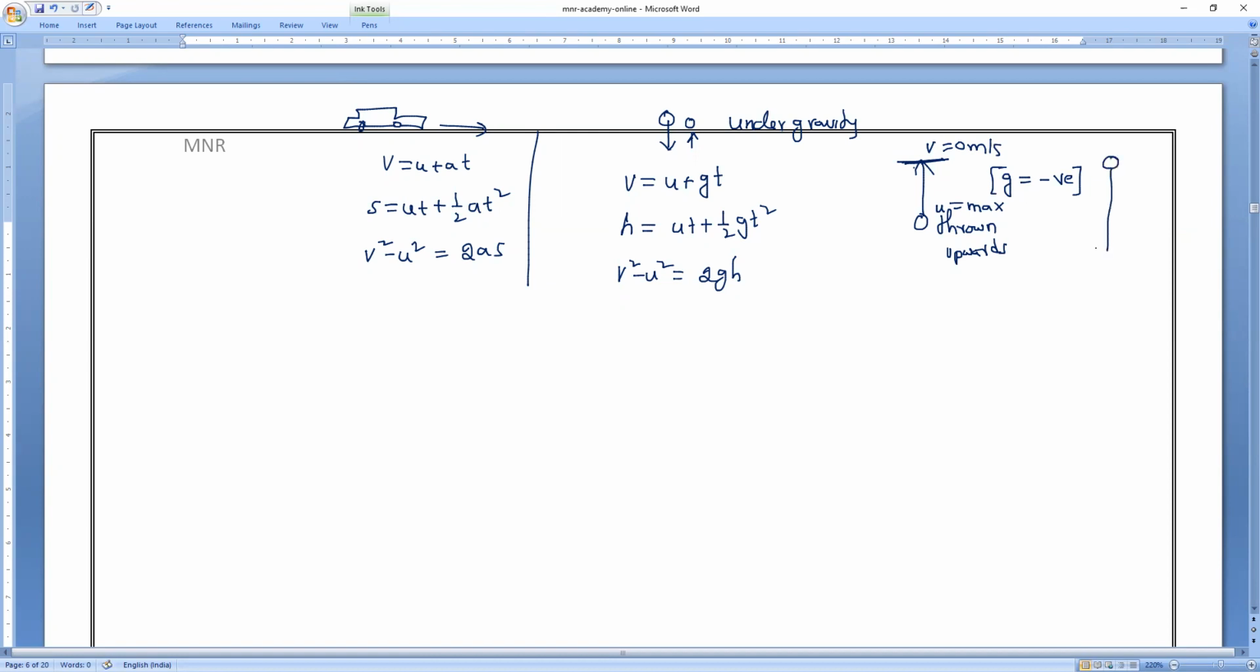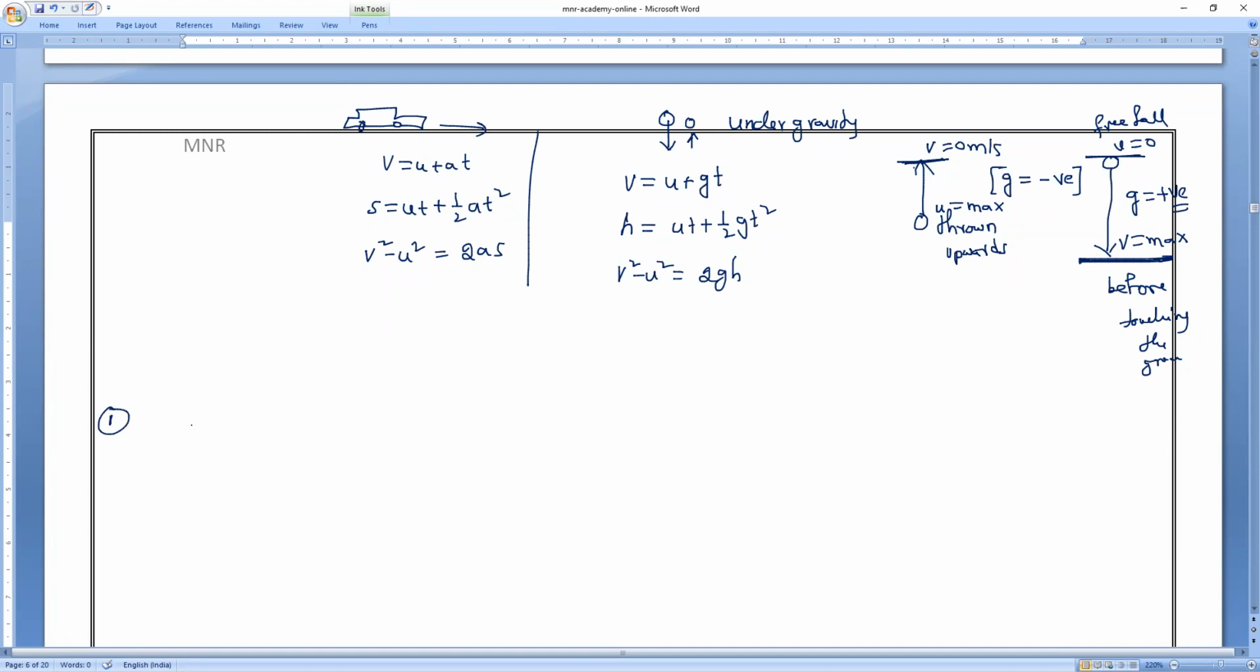If any body is falling freely, free fall, then the initial velocity is 0. And before touching the ground, what will happen, guys? Before touching the ground, the final velocity is maximum, and the g value is positive. Everybody clear? Understood or not? Okay. So with the help of this only, you have to solve all 6 questions.